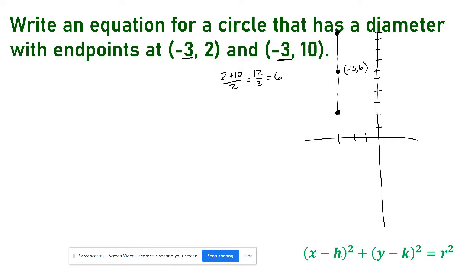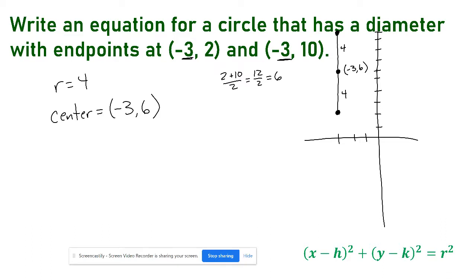All right, I can also look at this and see what my radius is. I know radius is always half of my diameter. It's also the distance from the center point to a point on the outside of the circle. If I go from -3, 6 down to -3, 2 or up to -3, 10, either way I go, my distance is going to be 4. So my radius is going to be 4, and my center is going to be -3, 6. And that's all I need.